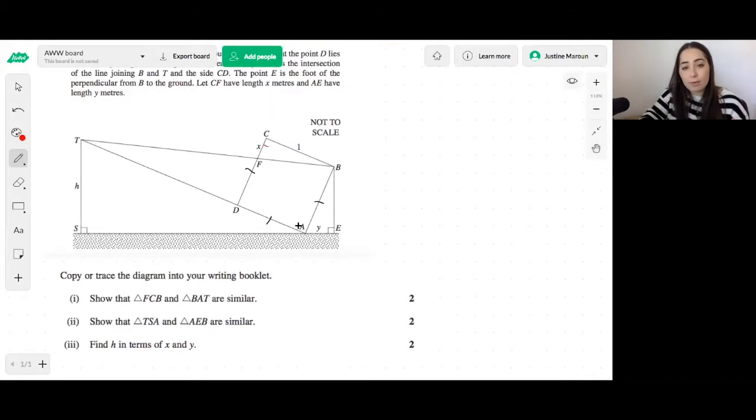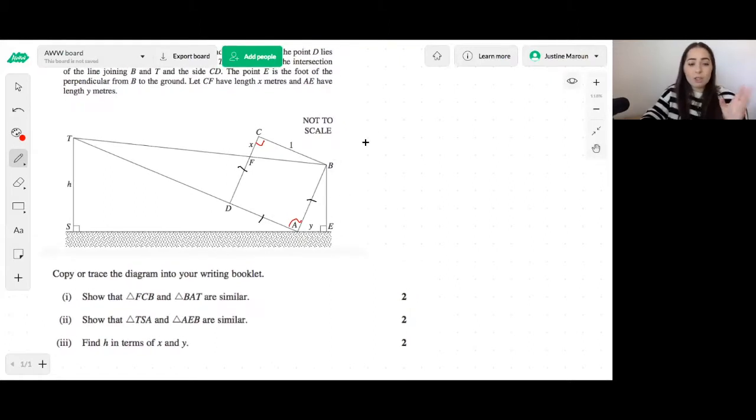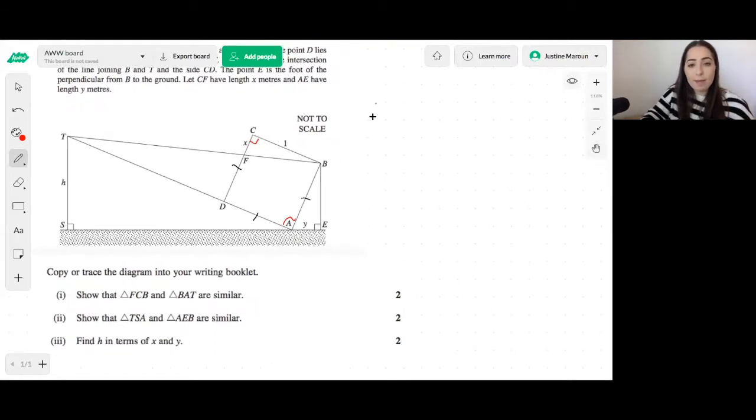Just keep in mind that ABCD is actually a square. Therefore, you know that all the angles are right angles, and all the sides are obviously equal. So the first part of the question says, show that triangle FCB, so let's write that down, FCB and triangle BAT are similar triangles.